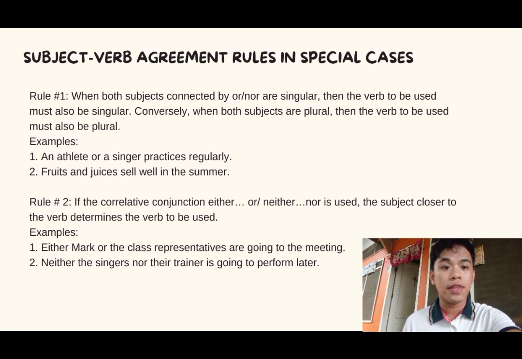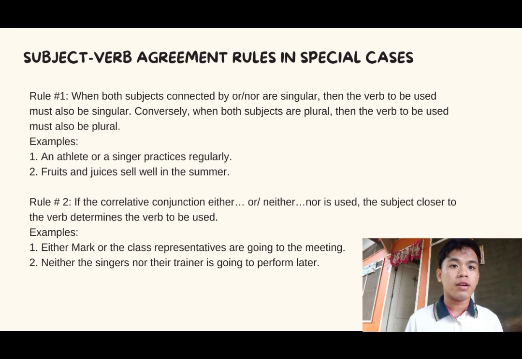So which of the subjects here is close to the word are? It is the class representatives, and knowing that the class representatives is plural, that is the reason why we are going to use are. So that goes the same with example number 2. Neither the singers nor the trainer is going to perform later. Upon analysis, we know that we have two subjects here, which are the singers and the trainer. The trainer is the closest one to the verb, which is the is. So that's the reason why we are going to use is instead of are.